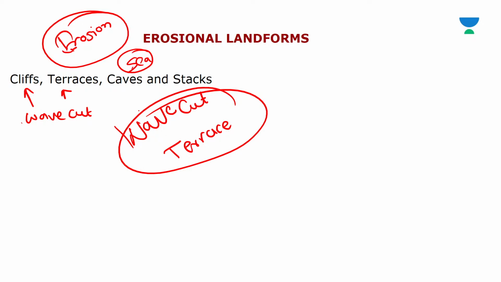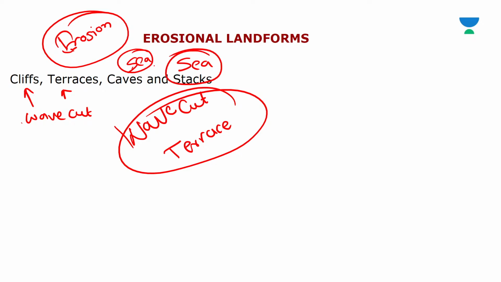Now, retreat of the cliff may leave some remnants of rock standing isolated as small islands just off the shore. Such resistant masses of rock, originally parts of a cliff or hill, are called sea stacks.